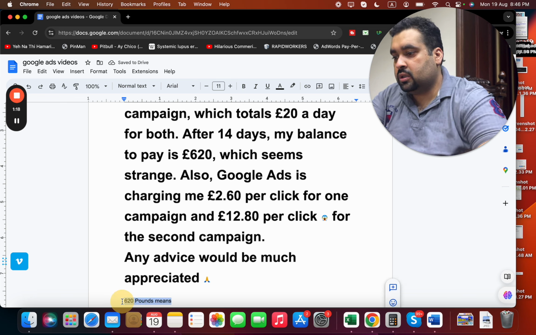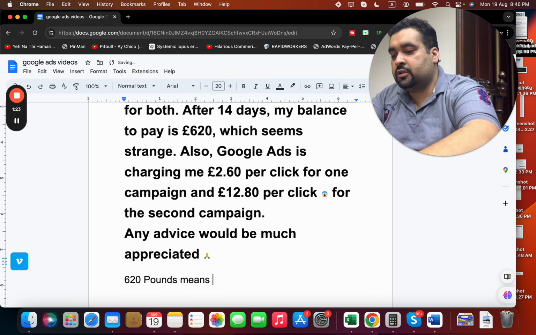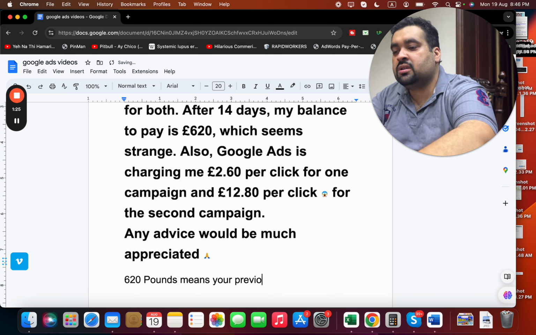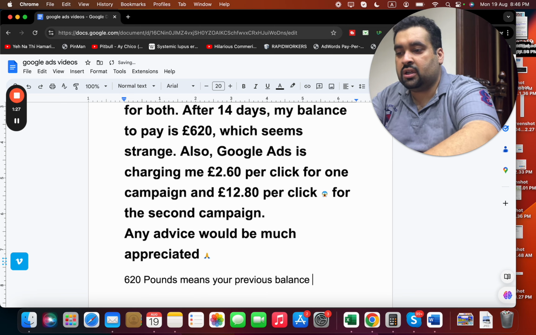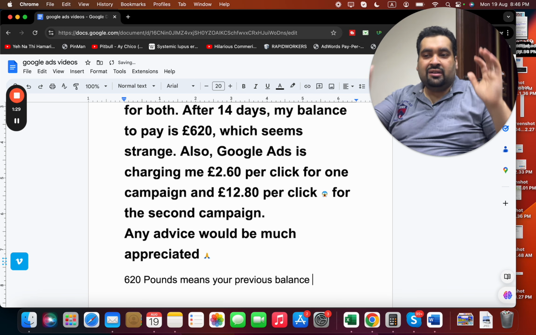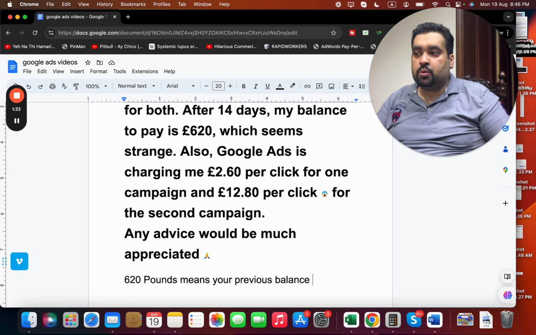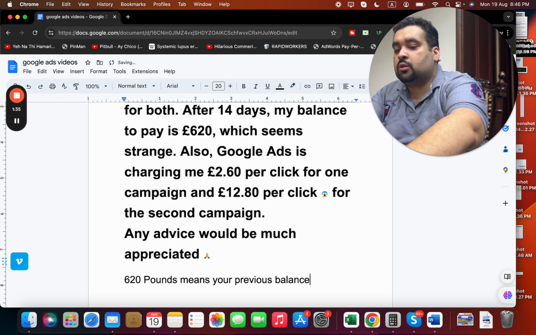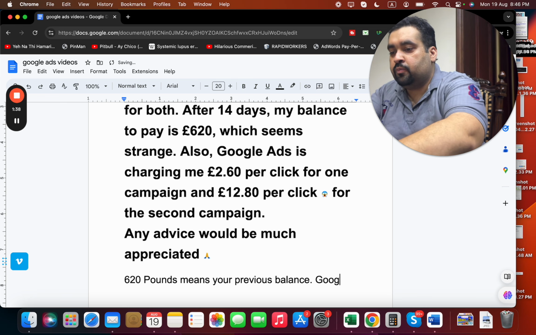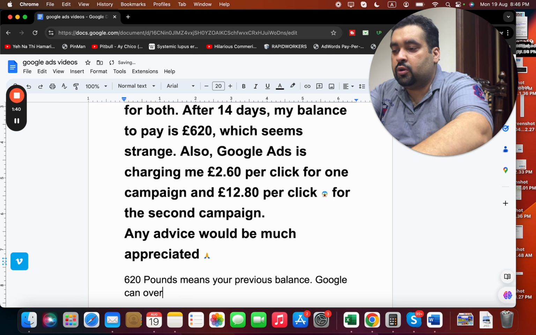You may have a previous balance to pay. It could be a reason. It happens if the last time you ran campaigns on the account, you had some pending amount. That could be the issue here. The second thing is that Google can overspend, because it's a new campaign and can overspend.